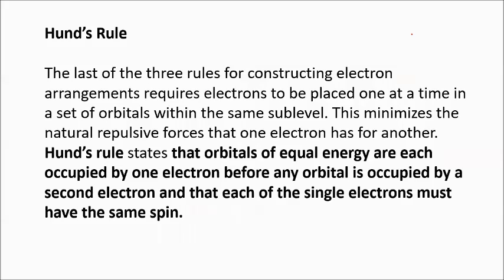Next is Hund's rule. So the last of 3 rules for constructing electron arrangement requires electrons to be placed one at a time in a set of orbitals within the same sublevel. This minimizes the natural repulsive forces that one electron has for another. Hund's rule states that orbitals of equal energy are each occupied by one electron before any orbital is occupied by a second electron, and that each of the single electrons must have the same spin.